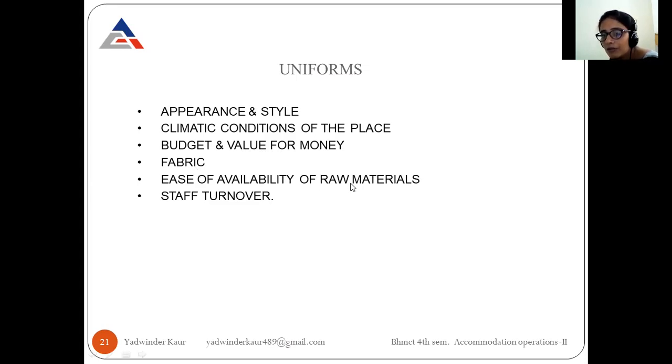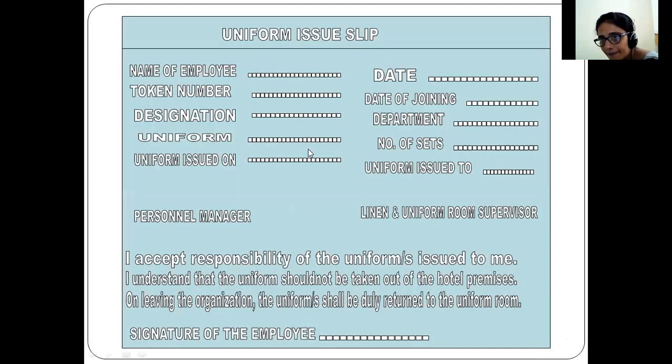Ease of availability of raw materials, yes, easily available, since we have to purchase that uniform. Suppose we require cloth as raw material, then we have to cut it ourselves according to the requirement of the staff. Then staff turnover: how many staff we are having with us. So we have to decide accordingly.